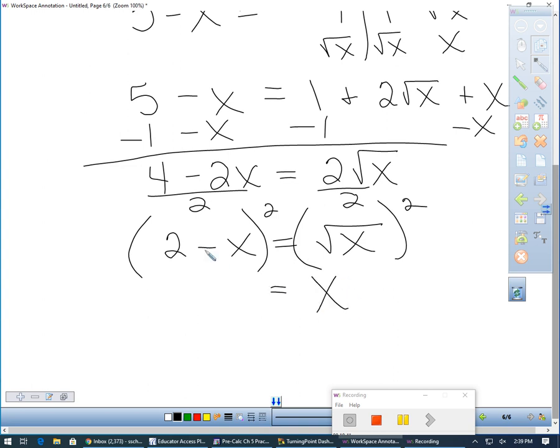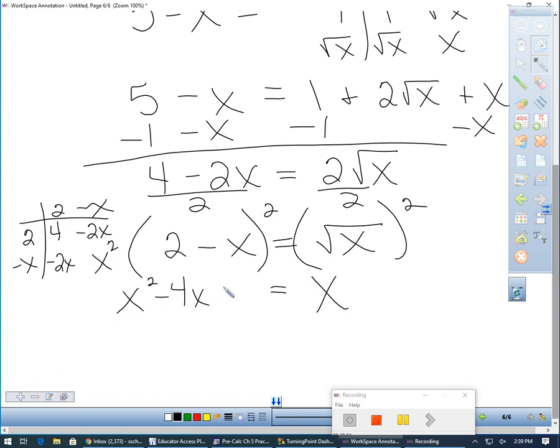All right, on this side, I have to put that in the box. 2 minus x times 2 minus x. 2 times 2 is 4. 2 times negative x is negative 2x. 2 times negative x is negative 2x. Negative x times negative x is positive x squared. So on this side I have x squared minus 4x plus 4.